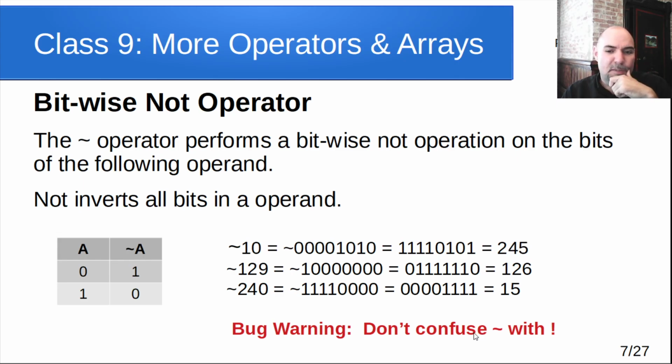And here is another bug warning. Don't confuse the tilde, which is the bitwise inverse operator, with the exclamation mark, which is the logical not, which basically says if this thing is not 0, produce a 0. If it's 0, produce a 1. So the logical operators always output just 0 or 1. The bitwise operators do whatever they do to the bit pattern and produce that new bit pattern.